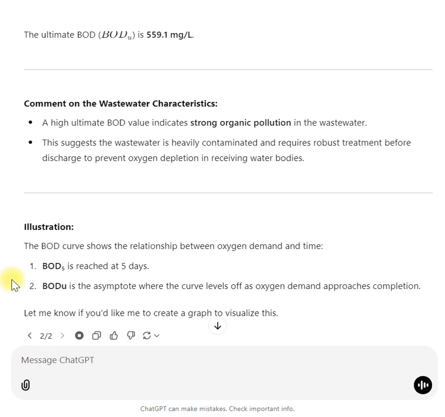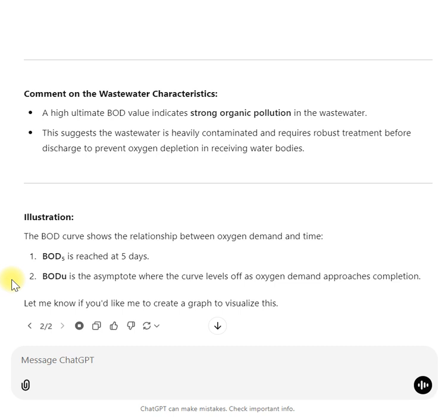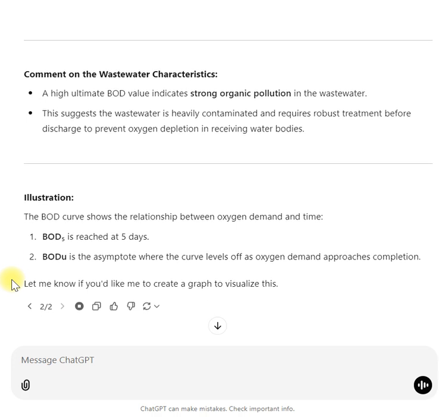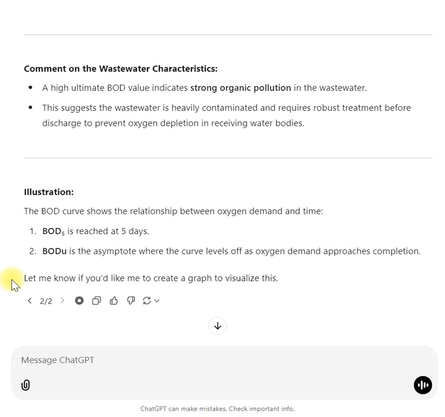Comment on the wastewater characteristics. A high ultimate BOD value indicates strong organic pollution in the wastewater. This suggests the wastewater is heavily contaminated and requires robust treatment before discharge to prevent oxygen depletion in receiving water bodies. Illustration. The BOD curve shows the relationship between oxygen demand and time. First, BOD5 is reached at 5 days. Second, BODu is the asymptote where the curve levels off as oxygen demand approaches completion. Let me know if you'd like me to create a graph to visualize this.